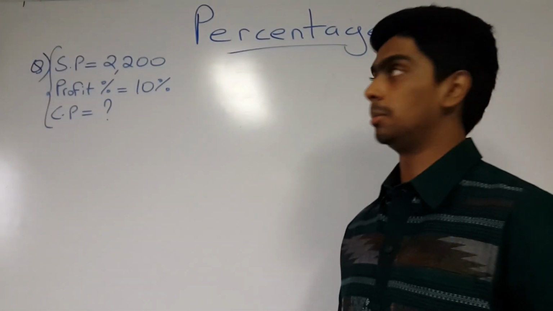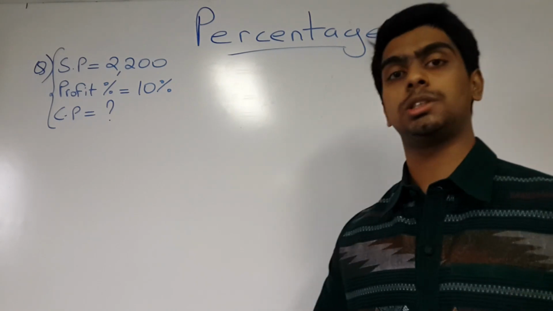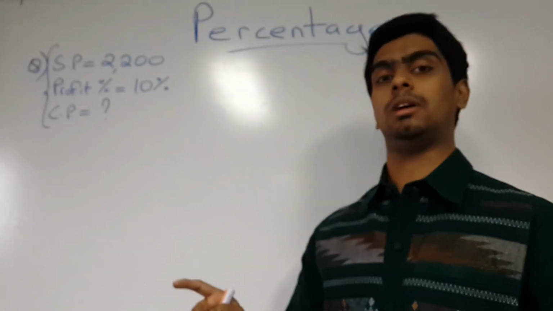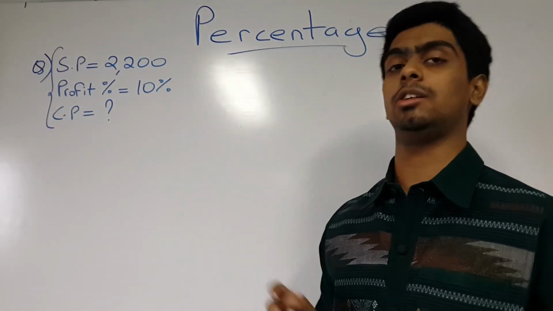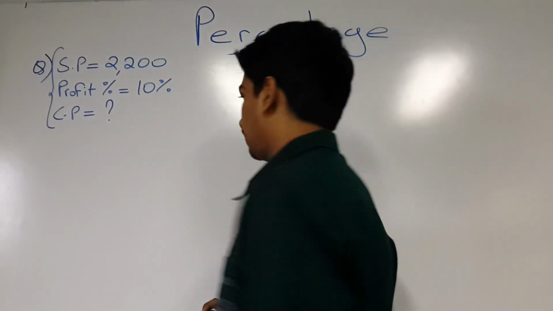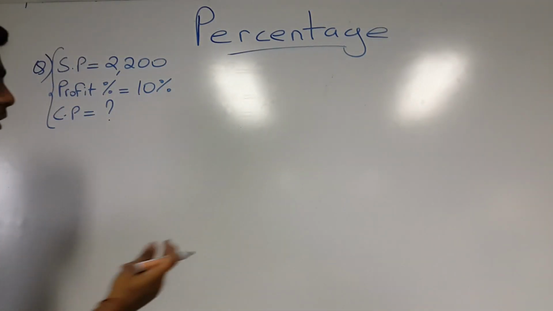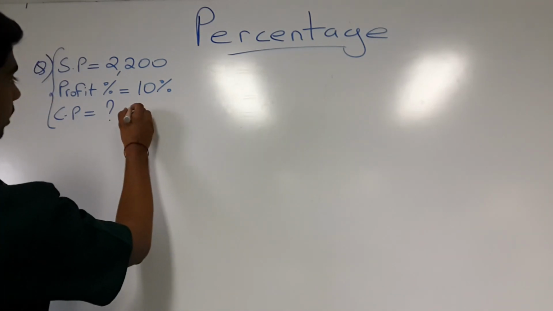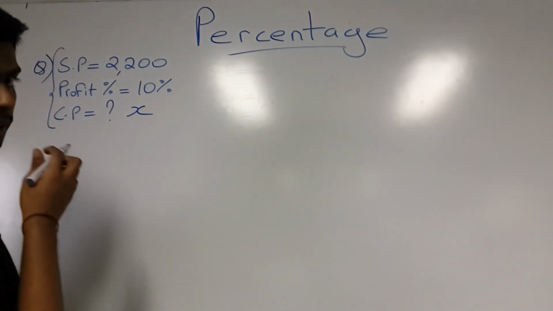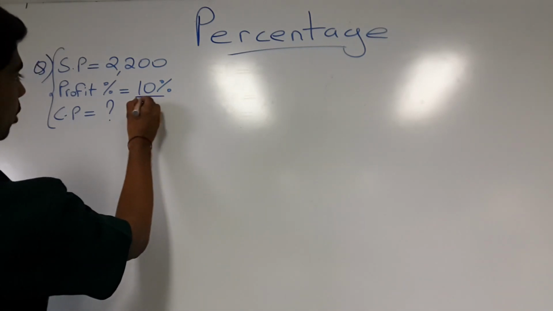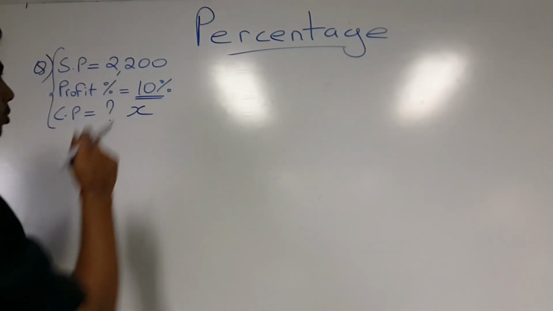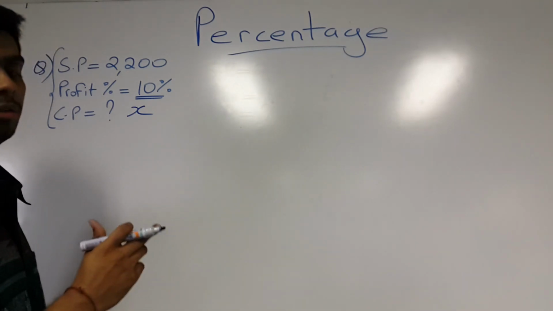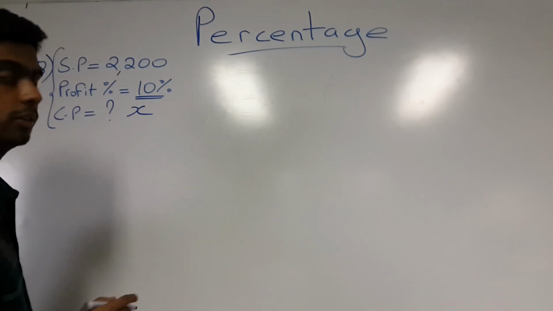Good day, students. In this video I'll be teaching a few questions on percentage and how to find the cost price when we know the profit percent and the selling price. Since we don't know the value of CP, we put it as a variable, and in this case let us take CP as X. We know the profit percent is 10% and we know the selling price, SP. So we use the profit percent formula to find our cost price.